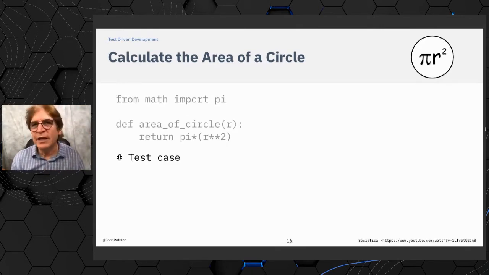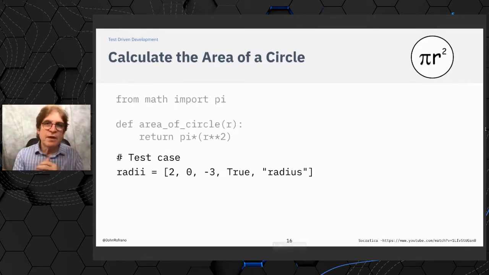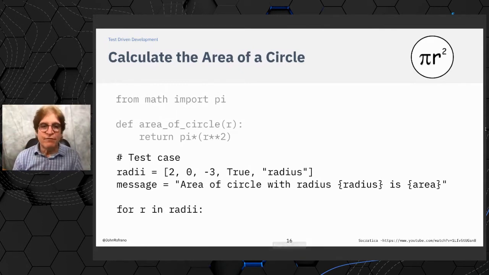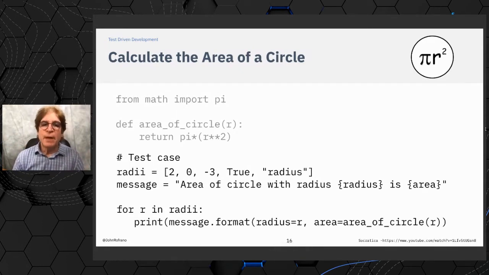Then I start writing some test cases. So I've got an array of radii: 2, 0, -3, True, a Boolean, and a string. People can throw all sorts of stuff at your function. And then I create a little message, area of circle with radius is area. And then I say for r in radii, I print the message, radius equals r, and area is my function call, area of a circle.